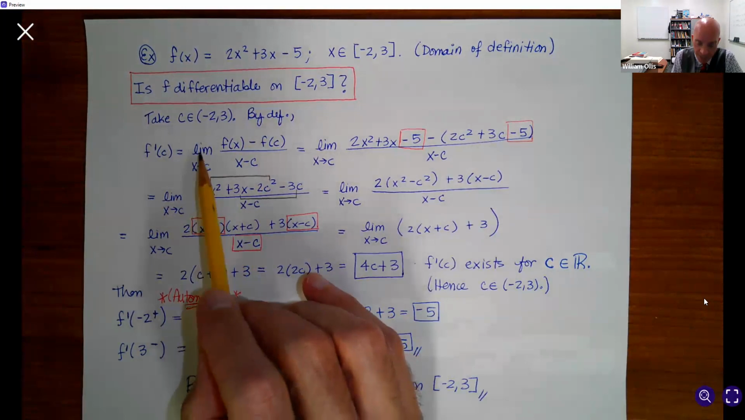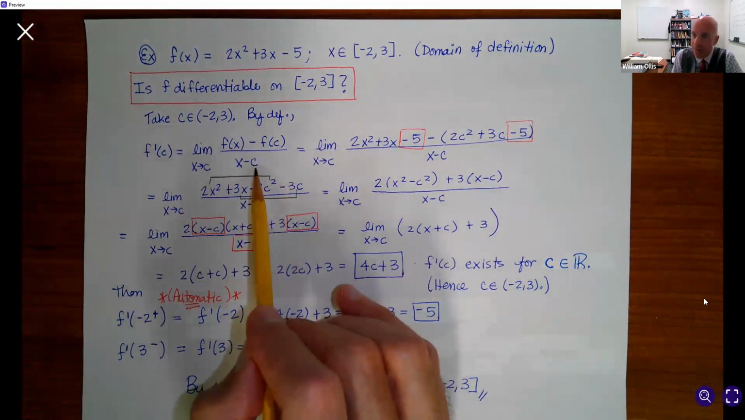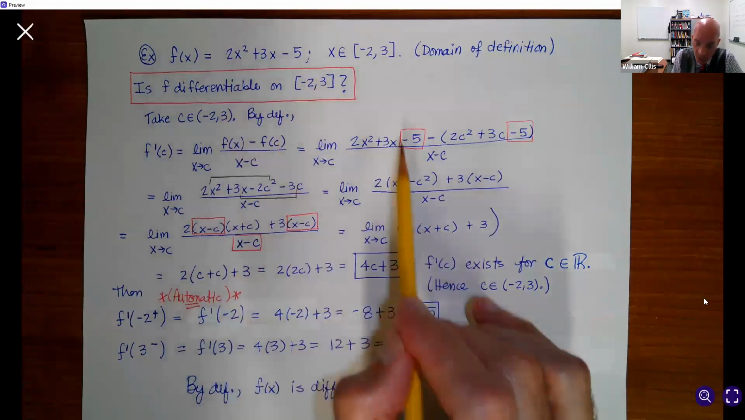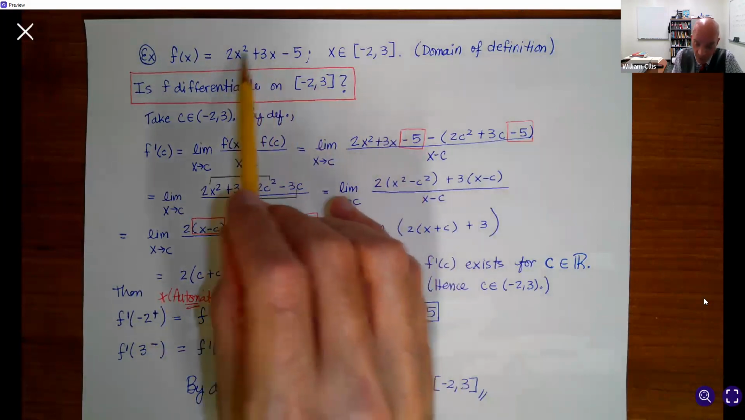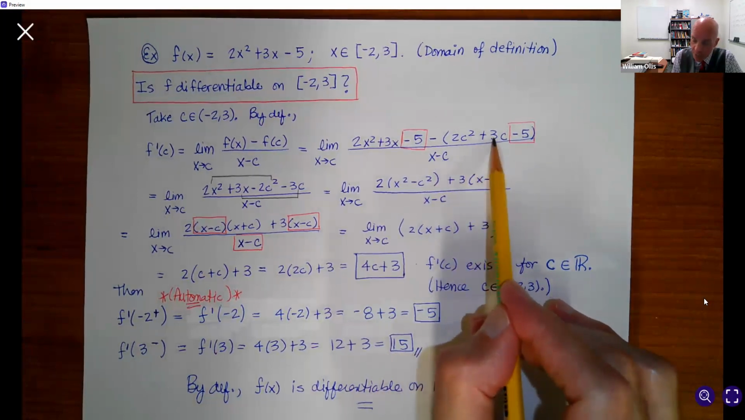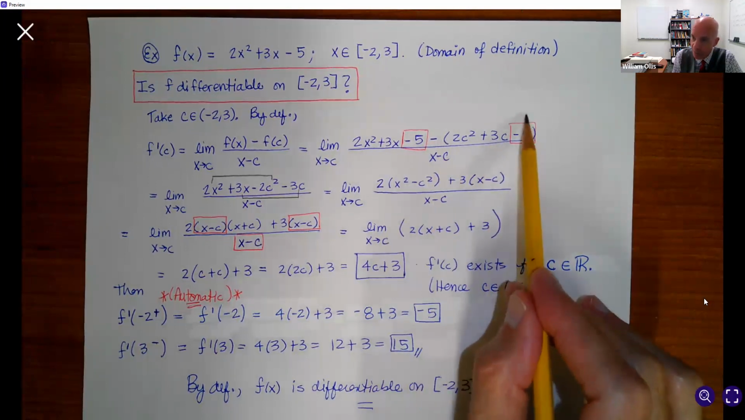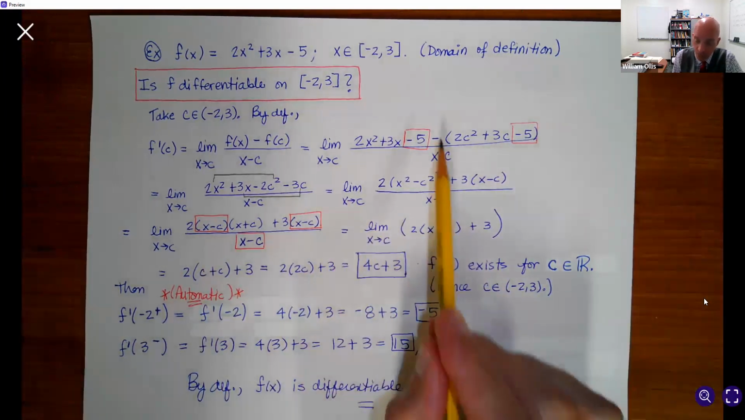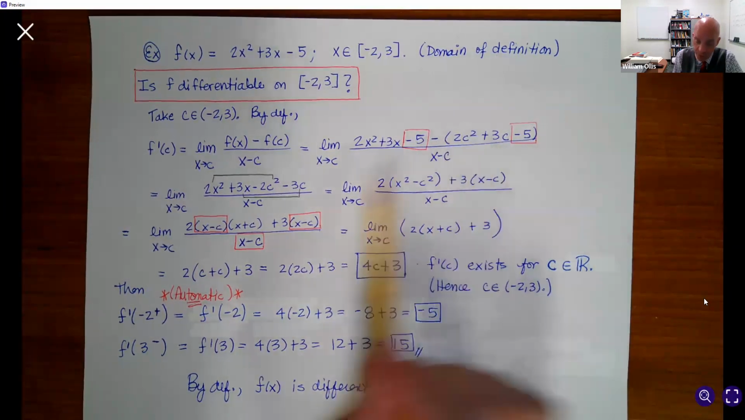So of course, by definition, this is the limit as x approaches c of f of x minus f of c divided by x minus c. And then, of course, we just replace f of x with its definition, 2x squared plus 3x minus 5. And f of c is just, replace x with c. So we have, again, subtract 2c squared plus 3c minus 5. Now, of course, when we subtract the additive inverse of 5, that's a plus. And so these 5s absorb in the sense that they're gone. And we're left with 2x squared plus 3x minus 2c squared minus 3c.